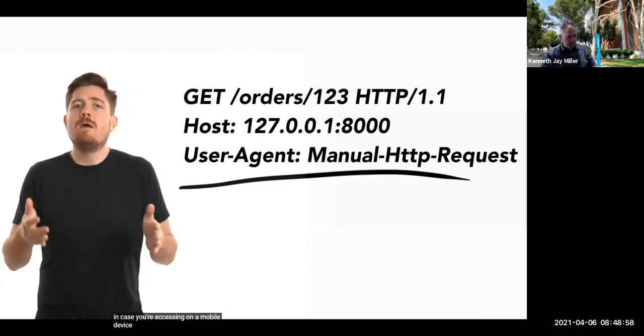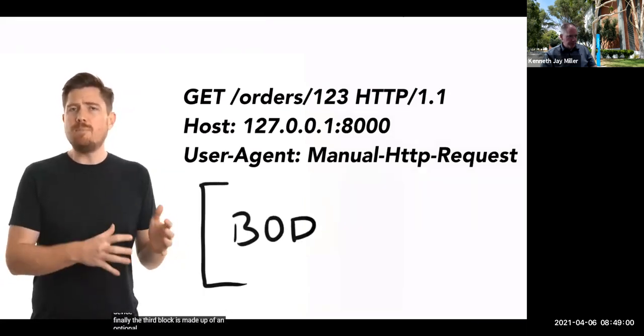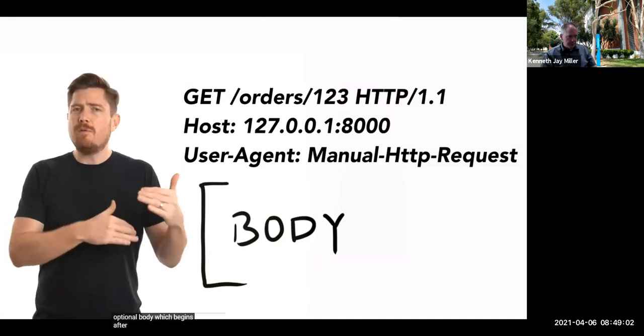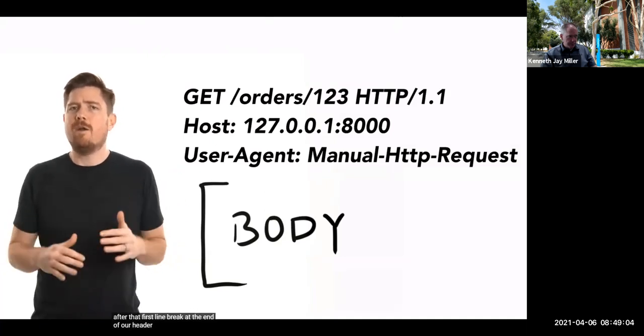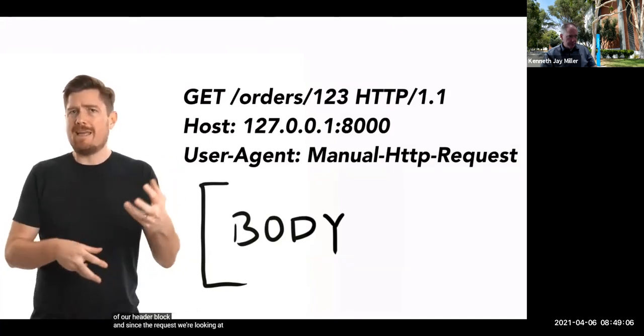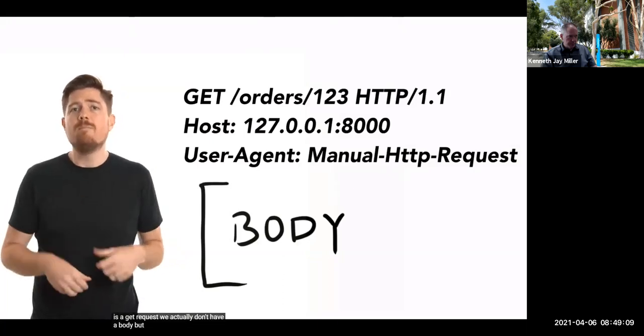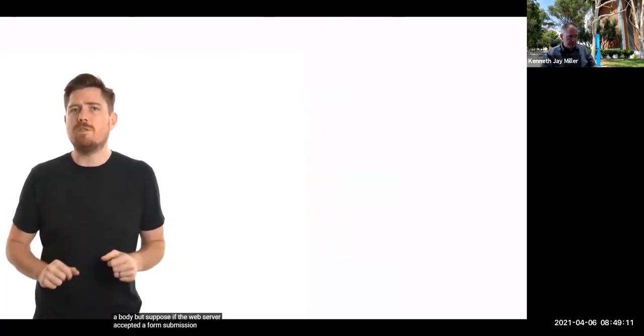Finally, the third block is made up of an optional body, which begins after that first line break at the end of our header block. And since the request we're looking at is a GET request, we actually don't have a body. But suppose the web server accepted a form submission to look up order status instead. In that case, using the POST request method might include a body that looks like this.